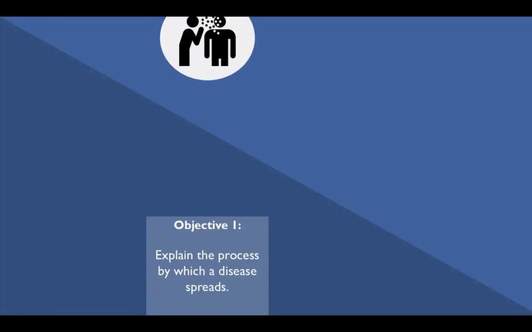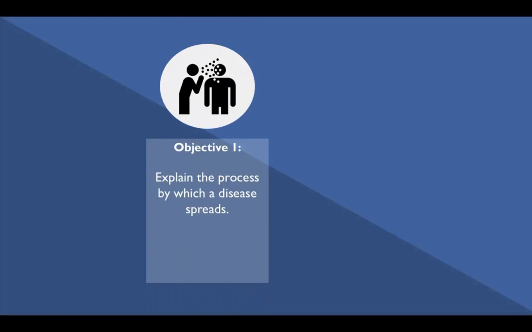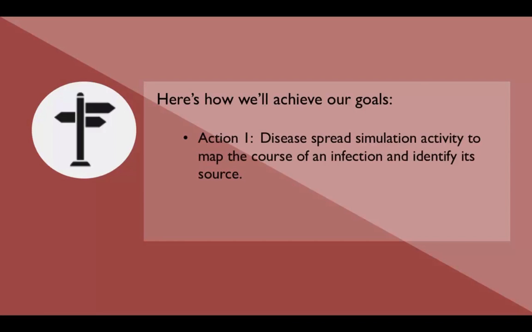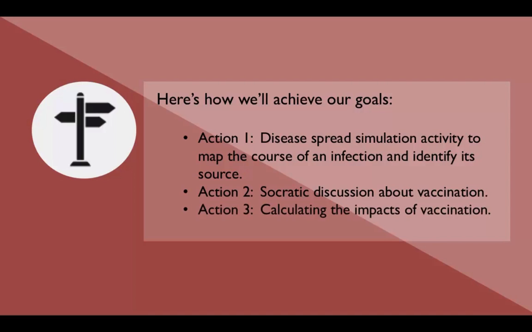At the end of the lesson, the students should be able to explain the process by which a disease spreads, and explain the effects of vaccination on the spread of disease. We will achieve these goals by taking part in a disease spread simulation activity to map the course of an infection and identify its source, engaging in a Socratic discussion about vaccination, and extending the activity by performing calculations to further understand the impacts of vaccination.